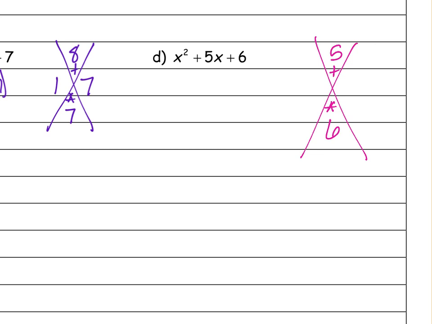So what multiplies to be 6 and adds to be 5? 2 and 3. Beautiful. So x plus 2 times x plus 3. Done. Is there any questions?